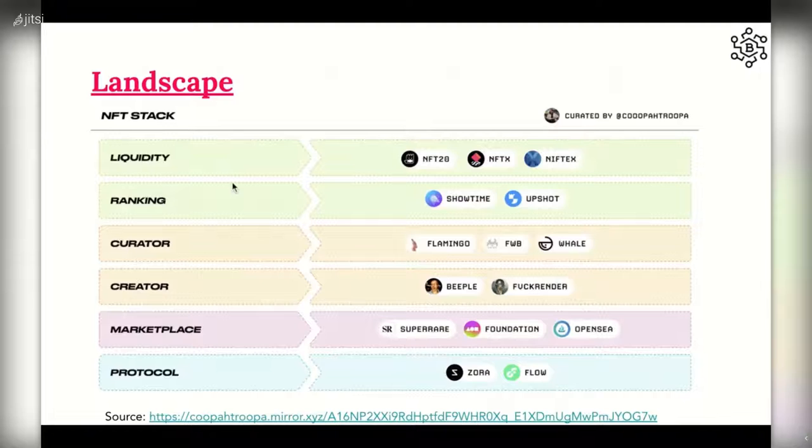So in terms of NFT, by the way, let's pause here. Does anyone have any ideas, questions about what an NFT can be? What are NFTs? Any comments, concerns before we jump into the landscape description?